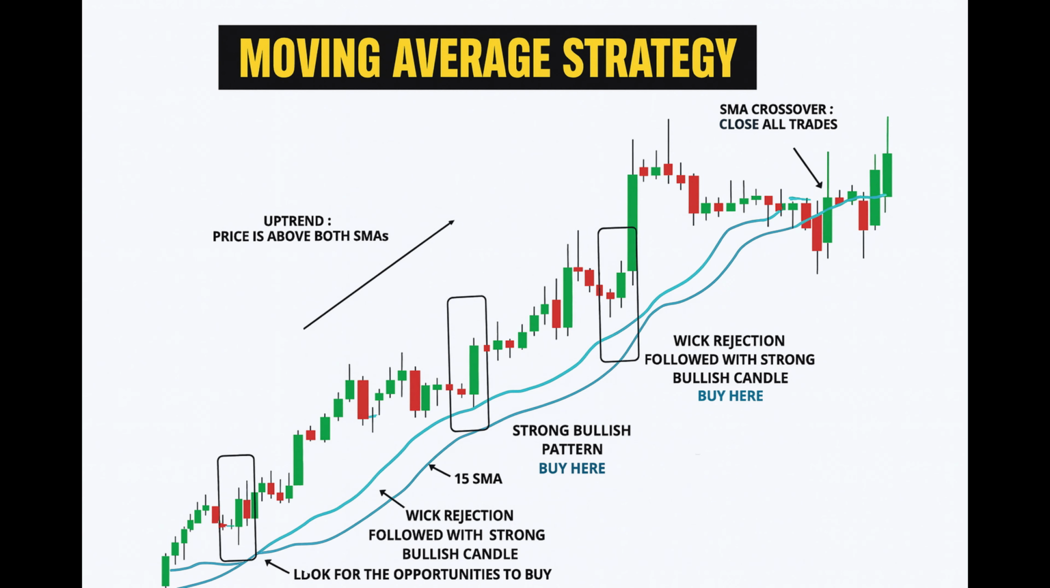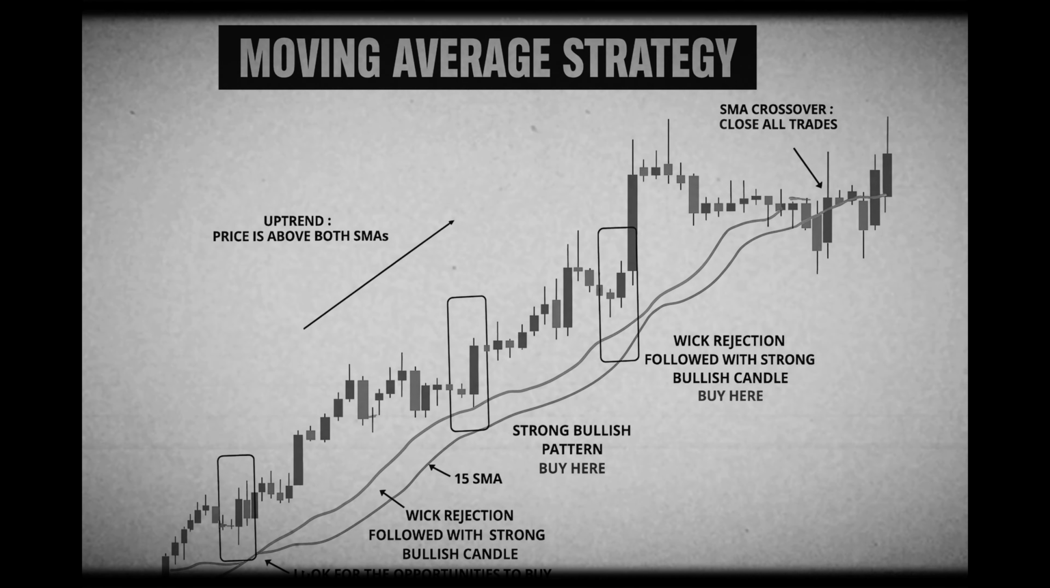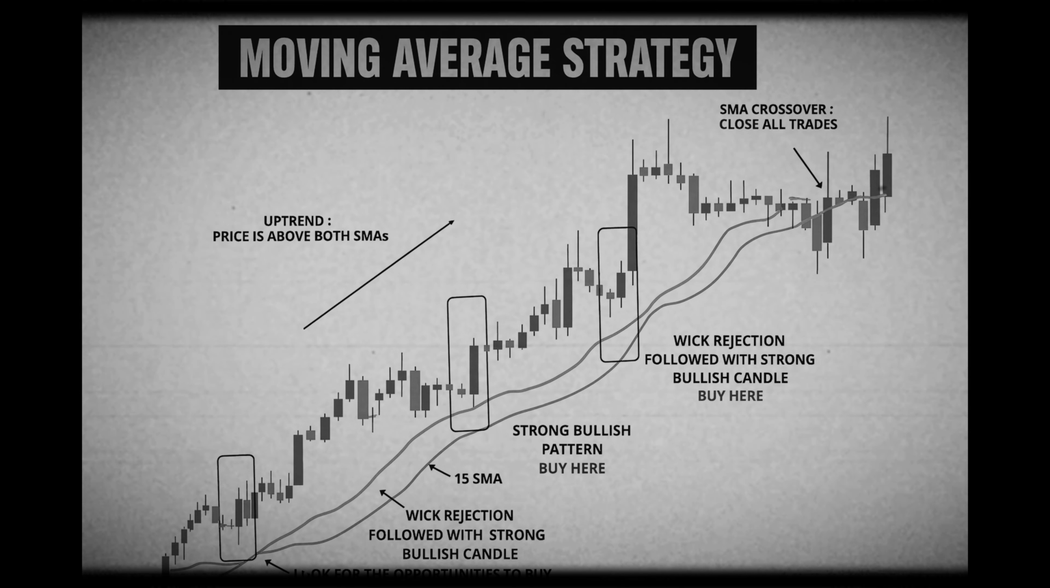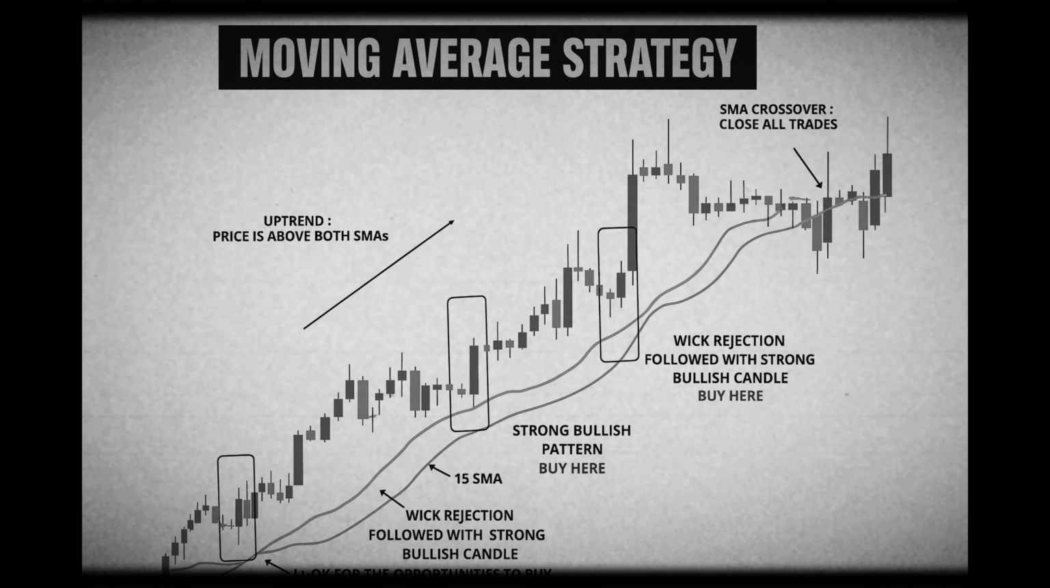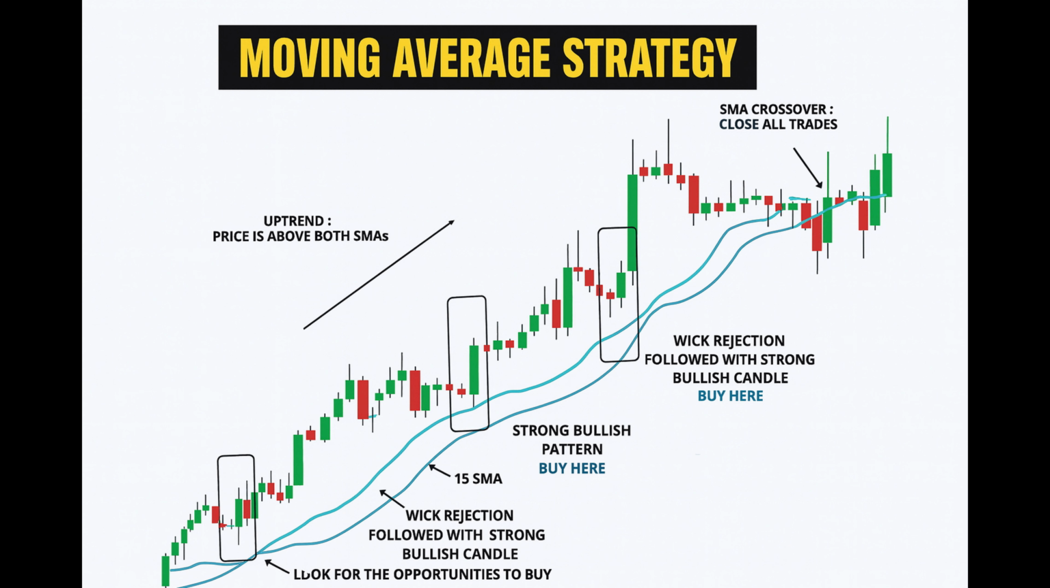This chart explains a simple and powerful moving average trading strategy using the 15-period and 20-period simple moving averages. The idea is to identify an uptrend and look for strong buying opportunities. When the faster moving average, which is the 15 SMA, crosses above the slower 20 SMA, it signals the beginning of a potential uptrend. After the crossover, the price stays above both moving averages, confirming bullish momentum.